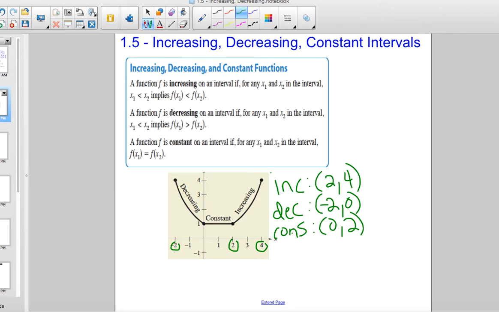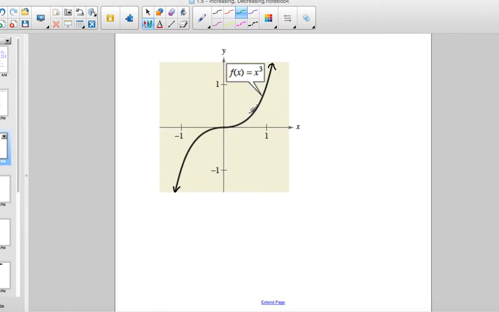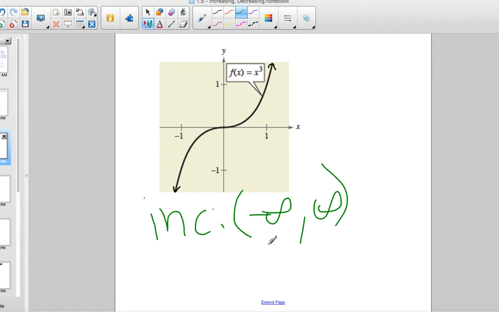So next, we'll take a look at this one, right? This is x to the third, right? So if we wanted to do increasing, decreasing, or constant, it does kind of look like it's constant right there, but it's not. It's always going to be going up. If you think about plugging in numbers for x, they're always going to be going up. So how do we say increasing? Well, since it's always going up, it's always increasing, right? It's never decreasing and it's never constant.